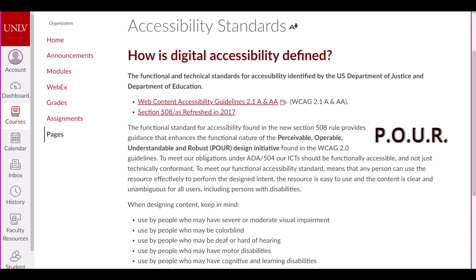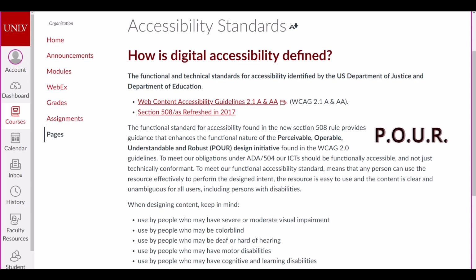To meet our obligations under ADA and 504, our information and communication technology should be functionally accessible and not just technically conformant. To meet our functional accessibility standard means that any person can use the resource effectively to perform the designed intent. The resource is easy to use and content is clear and unambiguous for all users, including persons with disabilities.